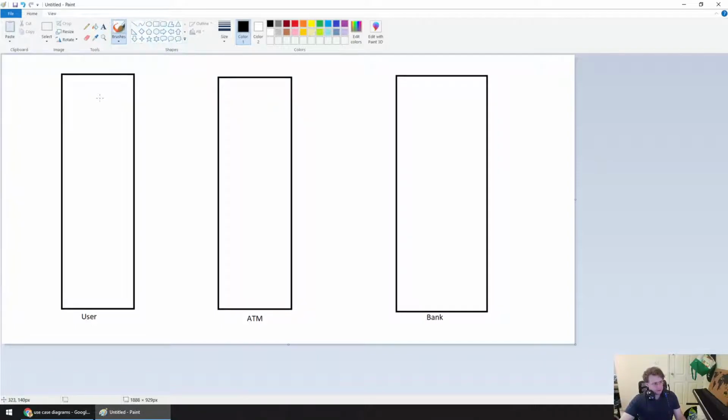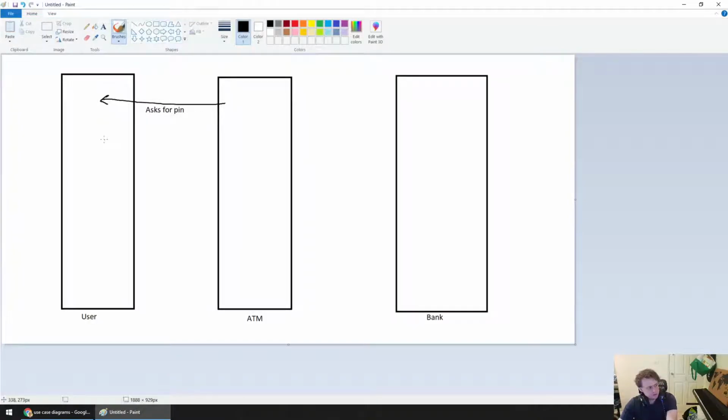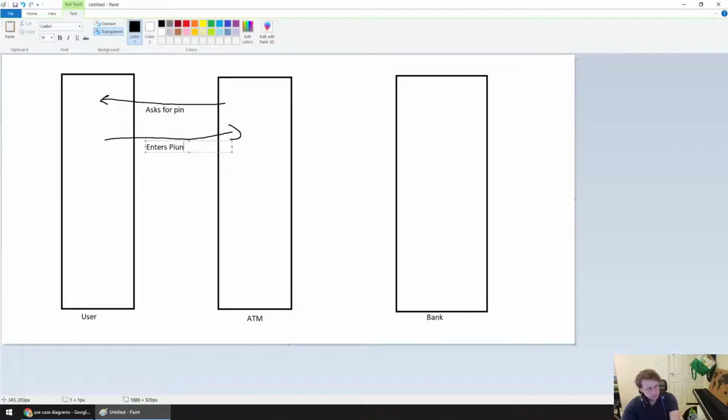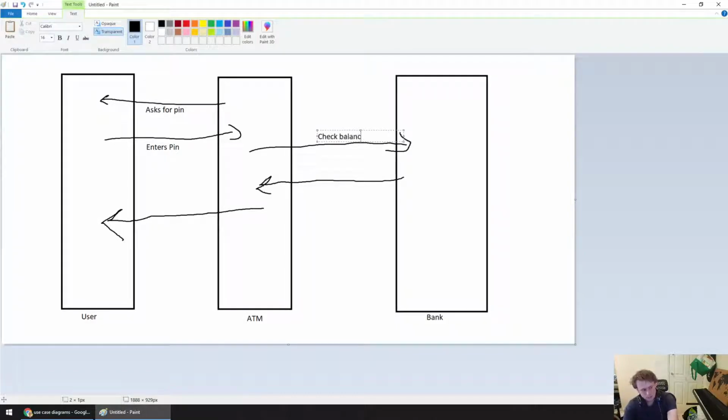You might start off here, and the ATM asks for a PIN. Then the user enters a PIN. So it's chronological, it moves down, right? You move from the top to the bottom. And then after they enter the PIN, the ATM talks to the bank and it checks the balance and gets the balance, and then that returns it to the user. You know what I mean? So it's check balance, get balance, display balance, like this.